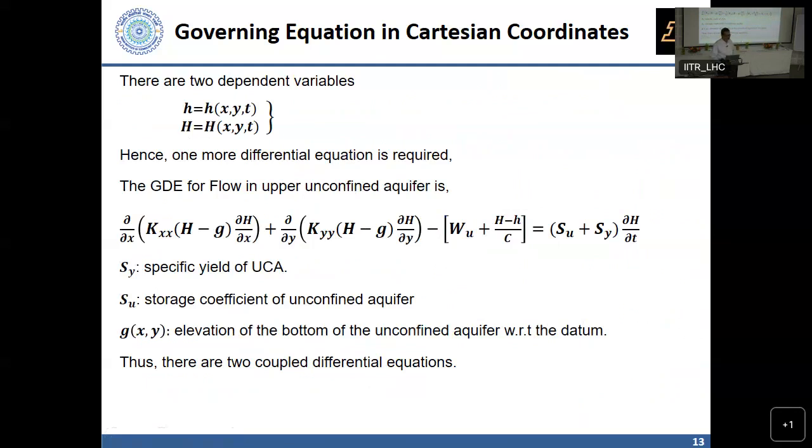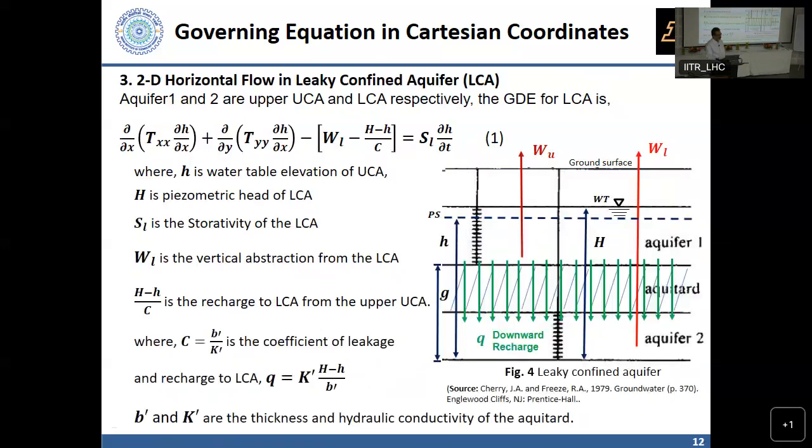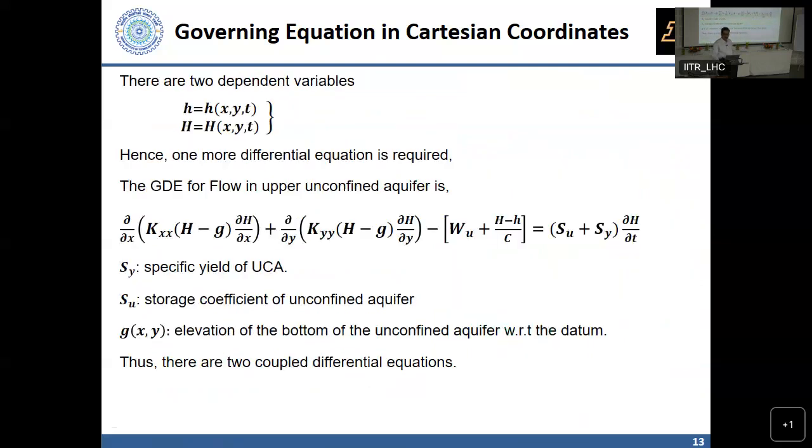Now we have the leakage. Since it was going from the unconfined aquifer to the confined aquifer, this will act as a sink term. It's being removed. Whereas in the previous equation, since we are looking at the bottom aquifer, it is being added. So if it's a source for one aquifer, it's going to act as a sink for the adjoining aquifer. And then you have the storage terms: the storativity for the confined aquifer and the specific yield for the unconfined aquifer. This is the change in the water table height as a function of time. So two equations and two unknowns.